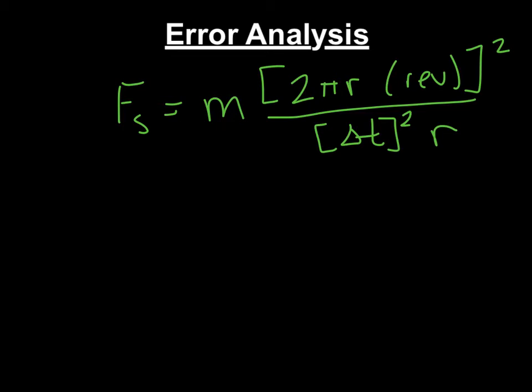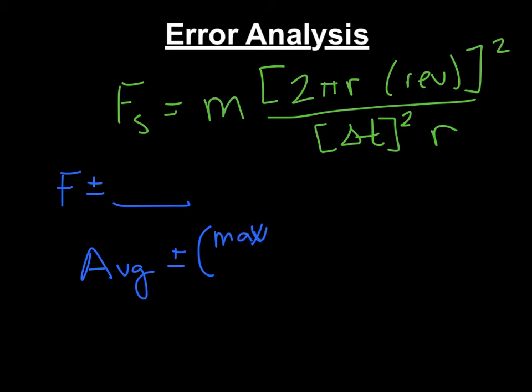So when analyzing this, remember that you will always report a force plus or minus, and you're going to compare the force hanging to the force you get from spinning it. So you always want your average value, so you calculate it just with the averages, plus or minus the max possible minus your average. To get the max value, if it's on the top, you want to use the biggest value of R and the biggest values of number of revolutions.